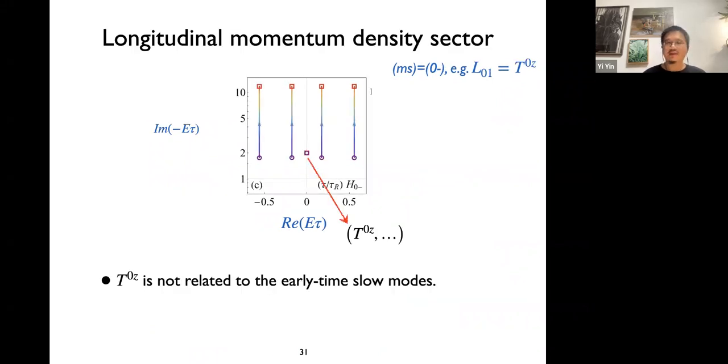Let us now consider the longitudinal, parity odd sector, but with spin zero. One example of such a component is the longitudinal momentum density, which is obviously parity odd with respect to z to minus z. Once again, this mode is very interesting in the sense that in the late time limit it remains gapped from the other degrees of freedom. But at early times, it is not the mode with the smallest imaginary part, meaning this longitudinal density, which is a slow mode in the hydrodynamic limit, is not related to the early time slow mode.